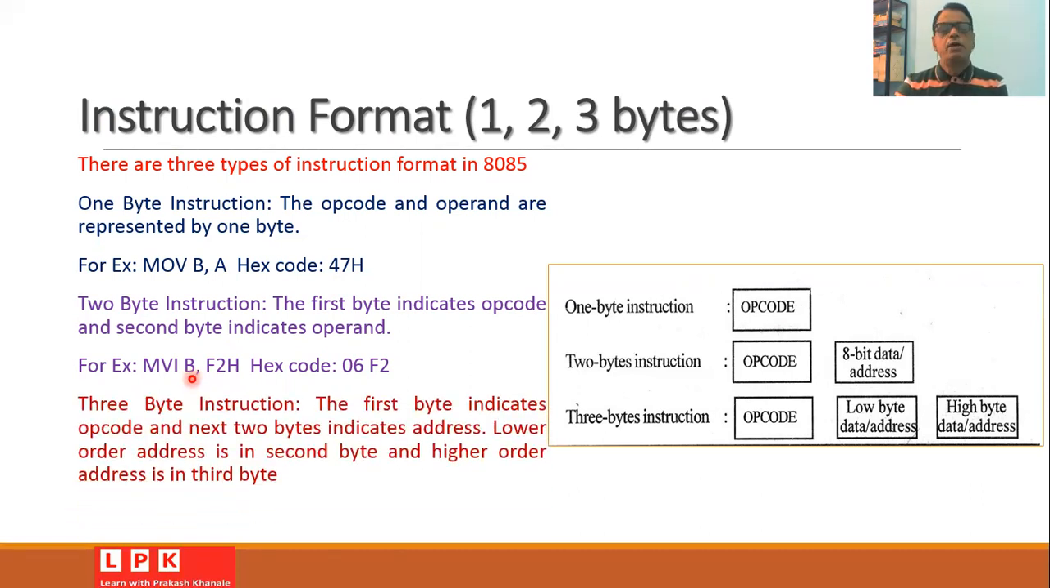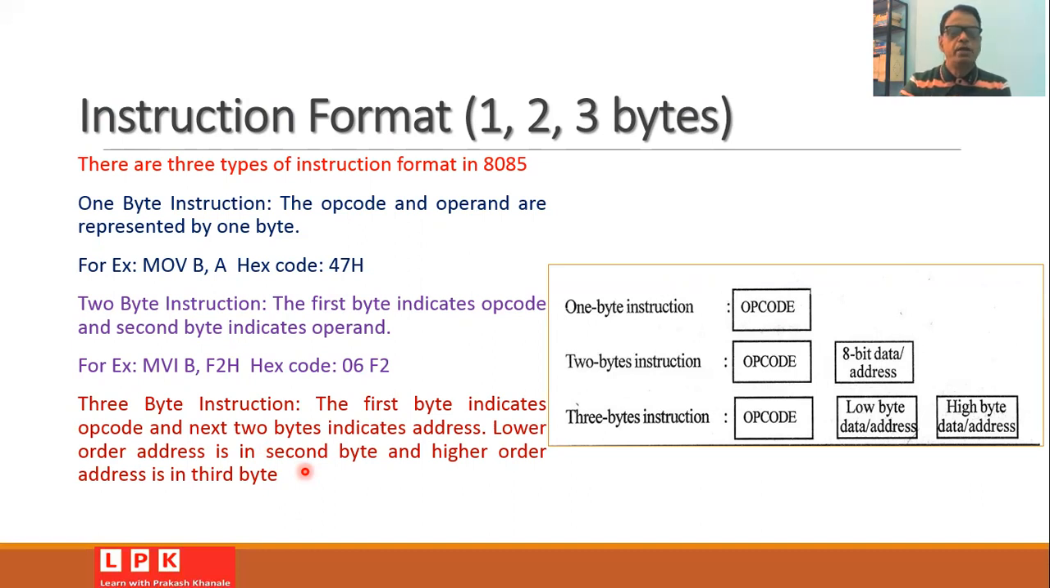There is another format of instruction, and this format is called a 3 byte instruction, where the first byte indicates the opcode and the next 2 bytes will indicate the address. So in the address, we have two parts, the lower part and the higher part. The lower order address is in the second byte and the higher order address will be in the third byte.